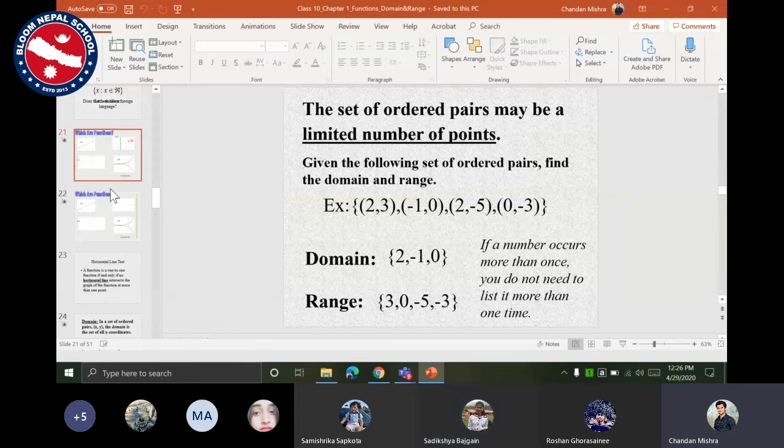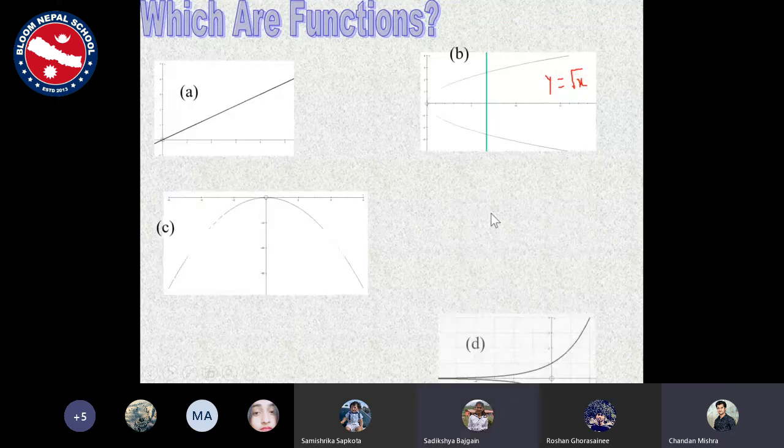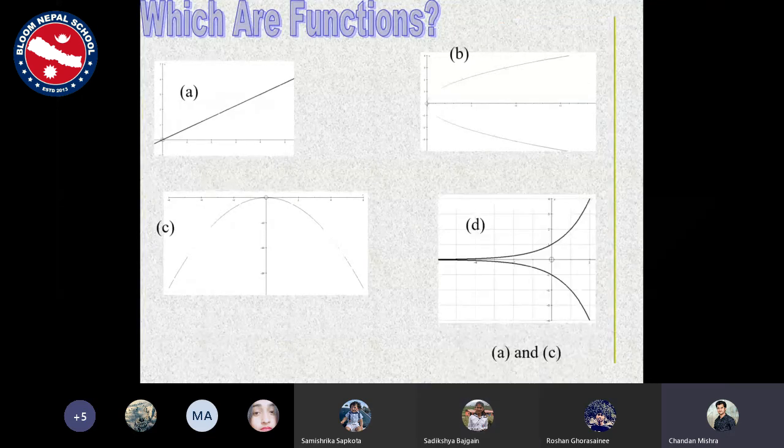Okay, Samishrika, can you please explain your point once again? Range should be equal to the codomain. Okay, yes, that's actually a valid point. So it seems like you have studied in advance. So what is a codomain, dear? Can you say it to all of us?